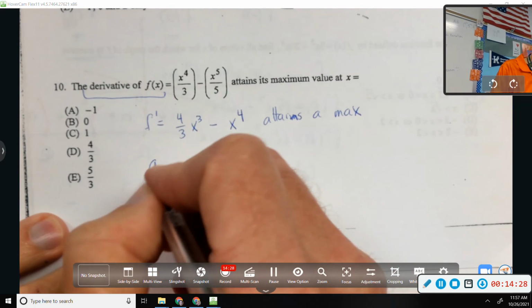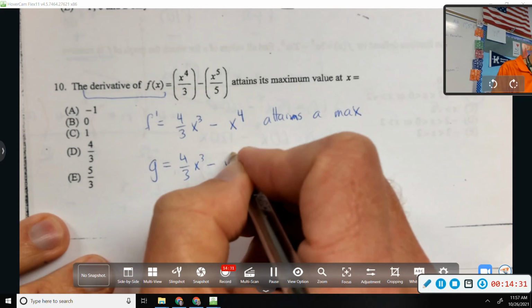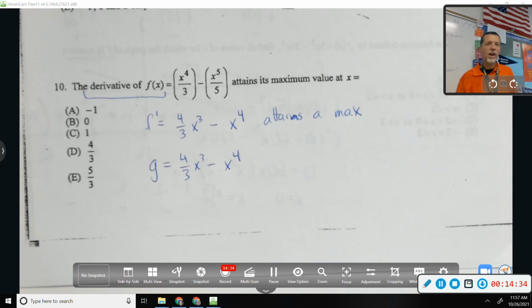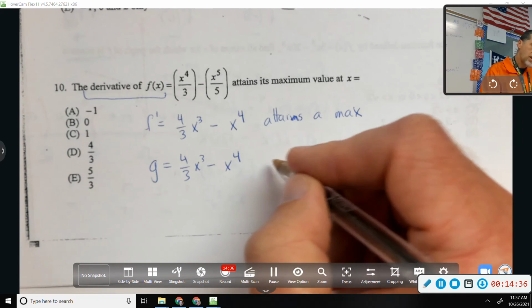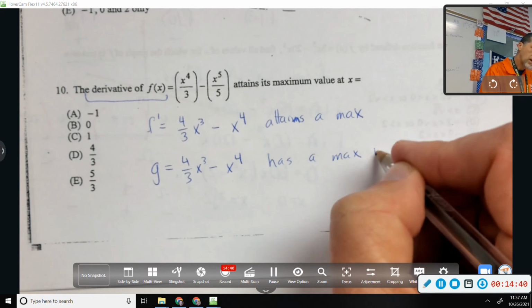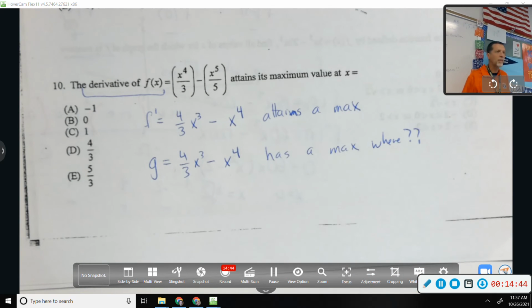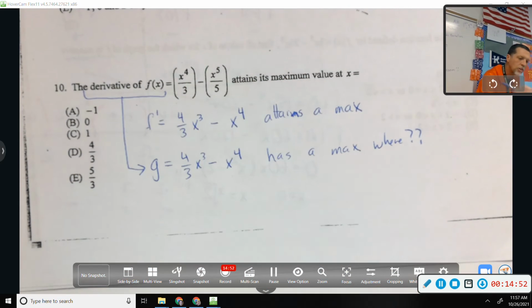You know what? Let's just call this G. Just rename it. I want to know where G attains a maximum. So G prime. So just forget f and f prime. I want to know where G... I mean, yeah, G is the derivative of f, but we're done with that part of the problem. So now the derivative of G. So I want to know where G has a maximum, so I need to take G's derivative.